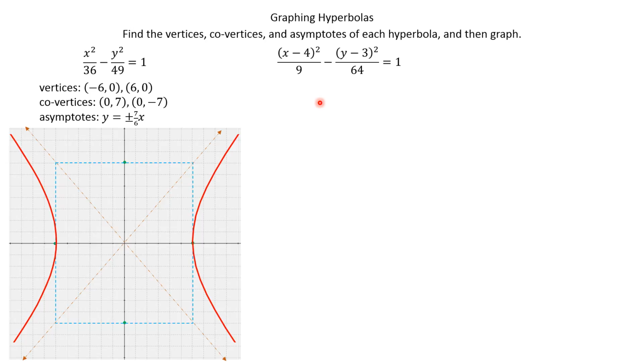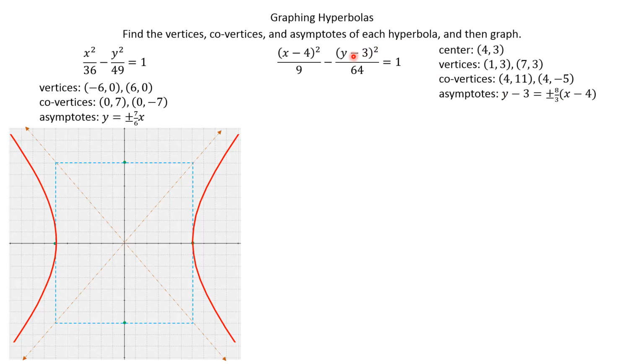So we're going to start out by finding the center. The center is 4, 3. And our horizontal distance is 3. So from the center, we're going to go backwards 3 to 1, 3, and forward 3 to 7, 3. The vertical distance is 8, so we're going to go up 8 and down 8 to get to 4, 11, and 4, negative 5. Then the asymptotes, we're going to have the slope is plus or minus 8 over 3. We're going to have y minus 3 equals plus or minus 8 over 3 times x minus 4. Because remember, this and this will actually go right there into the equation.